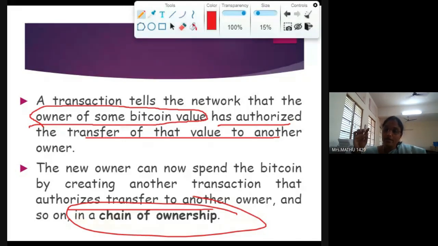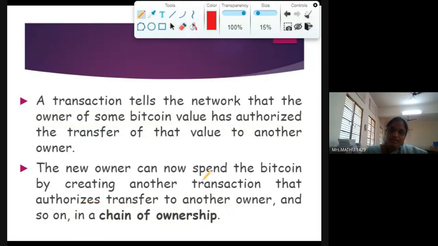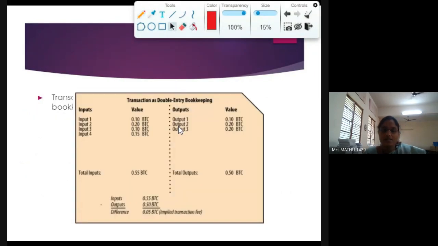We'll be able to identify the origin of the transaction, to see where this particular Bitcoin has originated from, to whom it was sent, and from there to whom it was sent next. You can keep on tracking till date. So the transactions will happen like that.